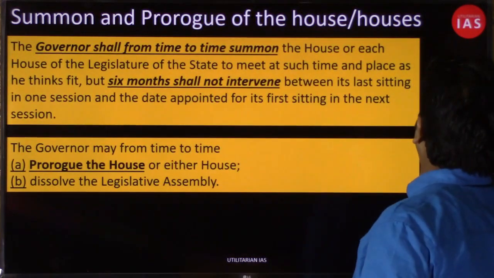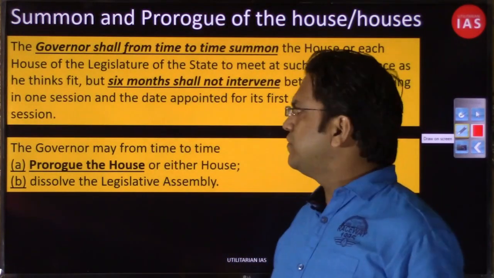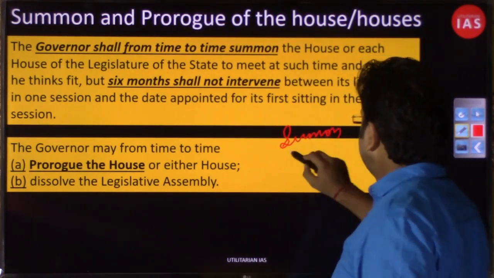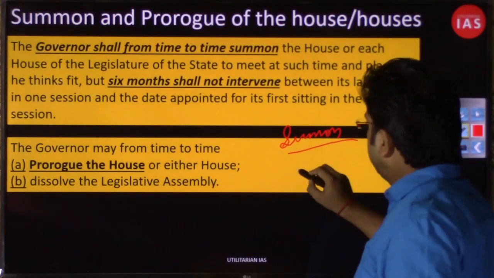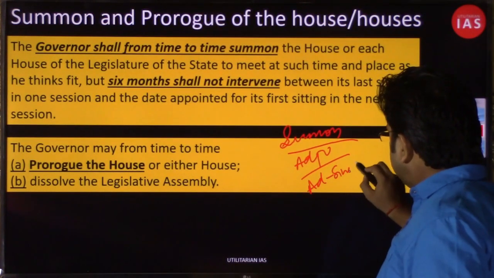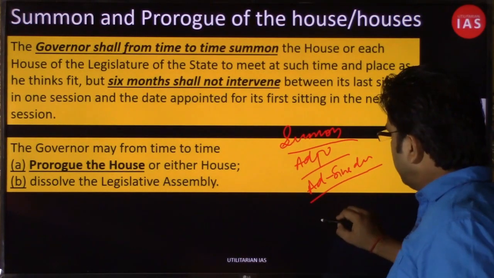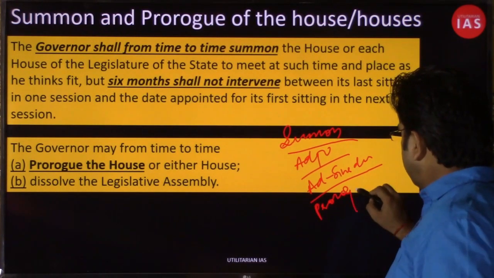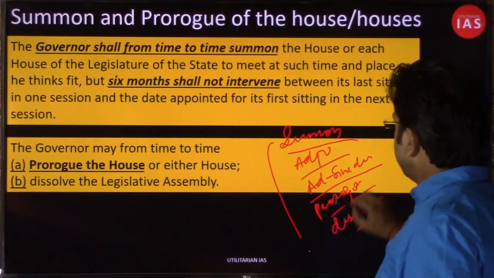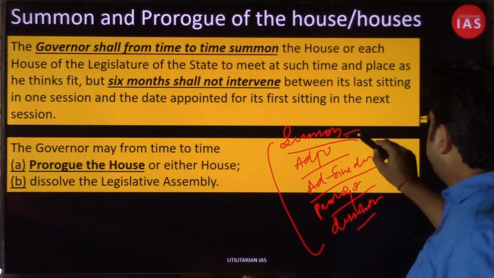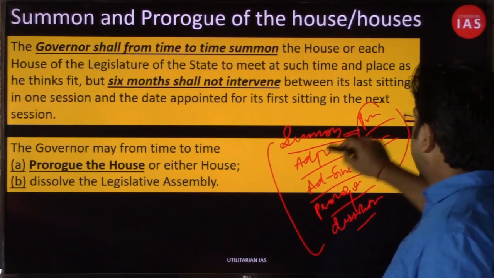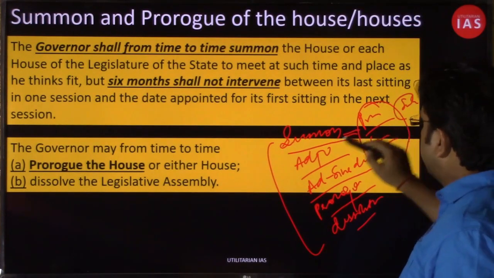What about the summon, prorogue or dissolution of the house? There are various similar tools. First is summon, then adjournment, then adjournment sine die, then prorogue, and the last is dissolution, and this is a sequence. I have explained the meaning of summon repeatedly, in the president lecture, governor lecture, parliamentary lecture, and then the state legislature as well. In the first video as well we described the meaning.